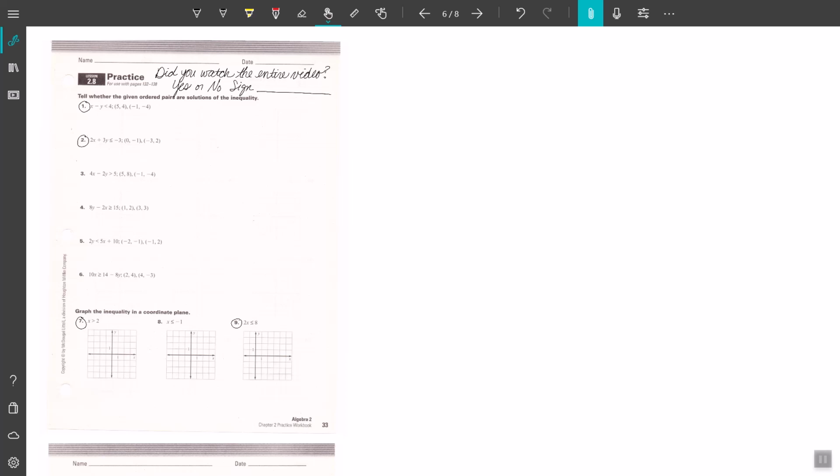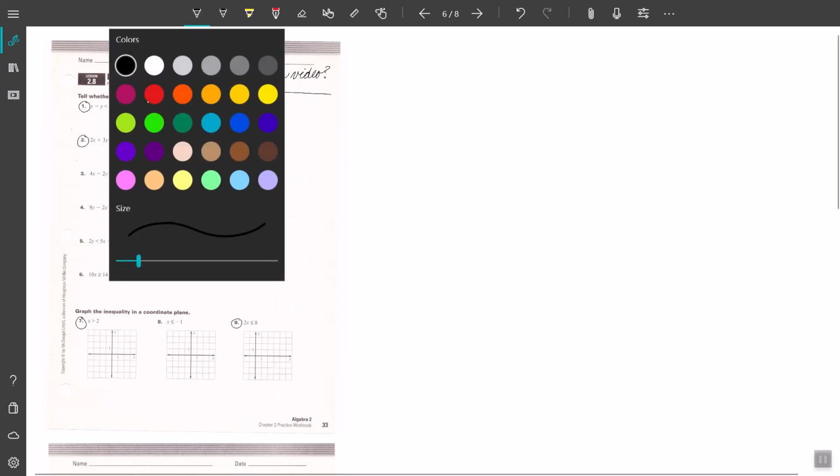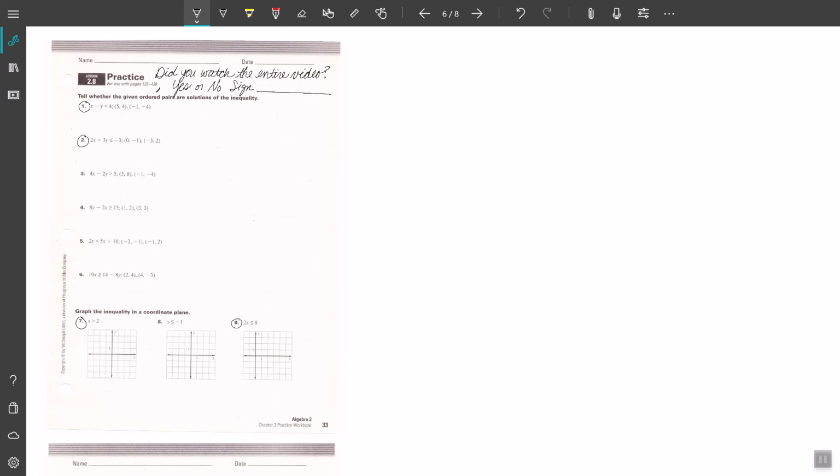So if we're looking at number 1, they want to know if those two ordered pairs they gave us are solutions of the inequality. So we have to check both of those. We're going to do that by plugging in x of 5, y of 4 first. We get 1 is less than 4. That is a true statement, so this is a solution. So the point 5,4, this first point right here, is a solution to this inequality.